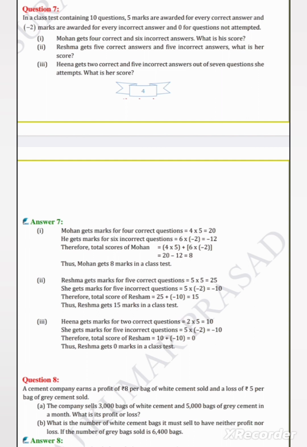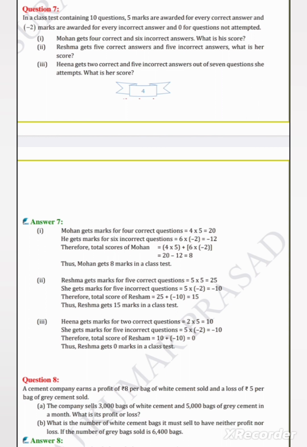What is his score? As given, Mohan gets marks for 4 correct answers. It is said that for every correct answer we get 5 marks, and 4 into 5 is 20 marks. He gets marks for 6 incorrect answers, which is 6 into minus 2, equals minus 12.